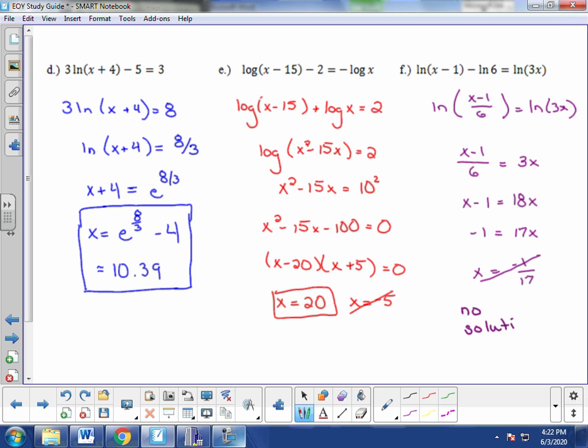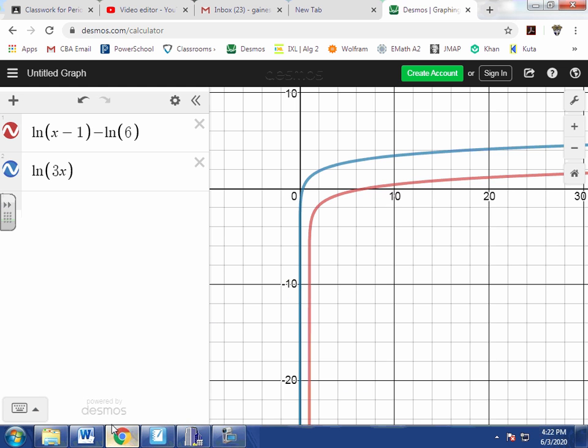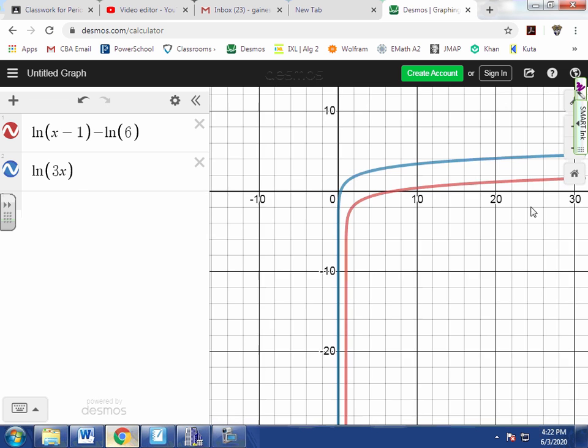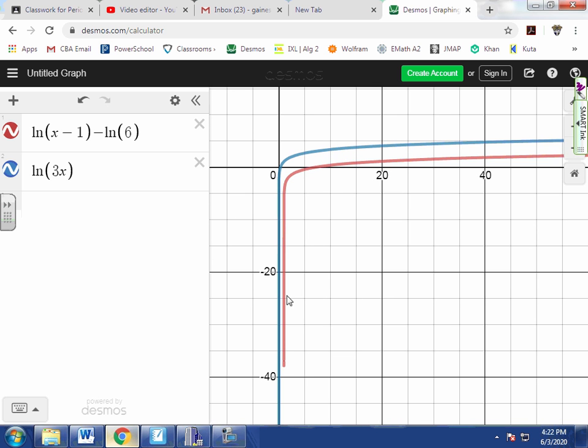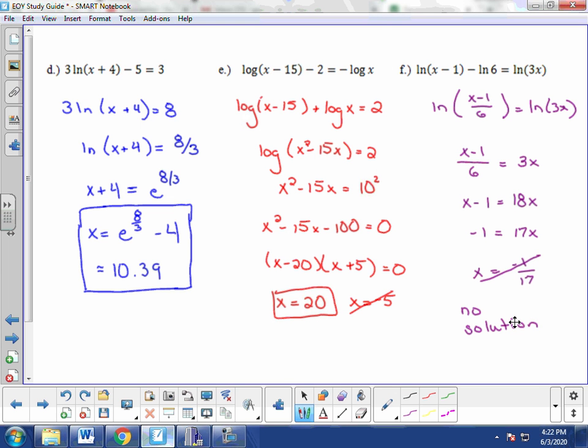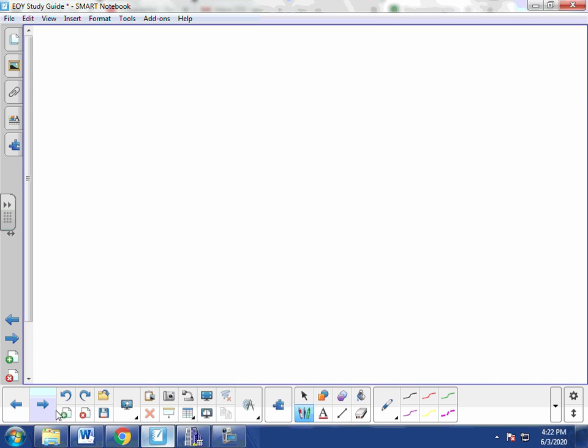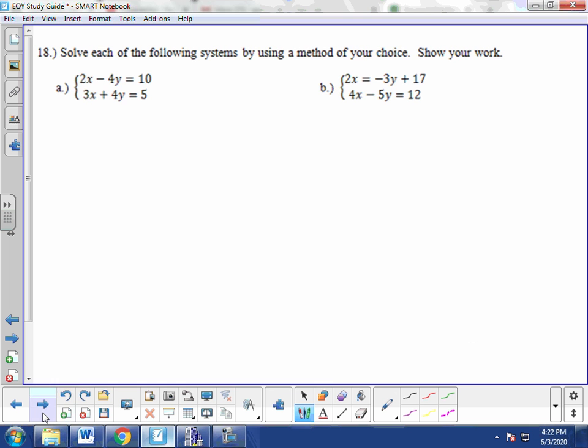And we can check this by graphing both sides of the equation. So I've done that here in Desmos. I can see that these two graphs do not intersect. I can zoom out a little bit further and see that they come very close to one another, but they never will intersect. So this makes sense when I take a look at the graph that there is no solution for this problem. Okay, let's go ahead and go on to the next.